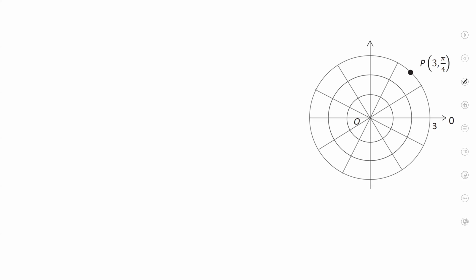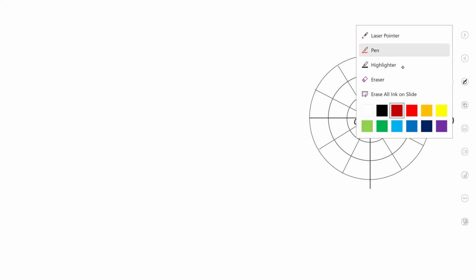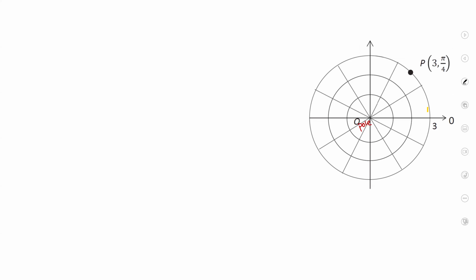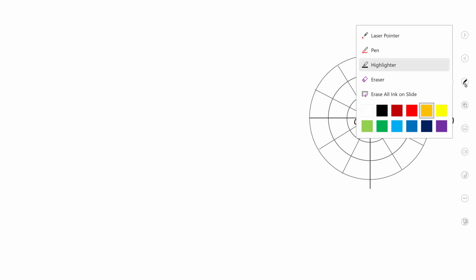This is a polar graph. Right here, what you would think of as the origin, labeled with an O, is called the pole. Notice that you have a ray, where it has an endpoint and it goes in one direction. That means it's a ray. This is called the polar axis.